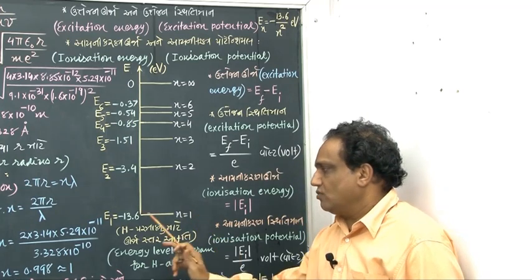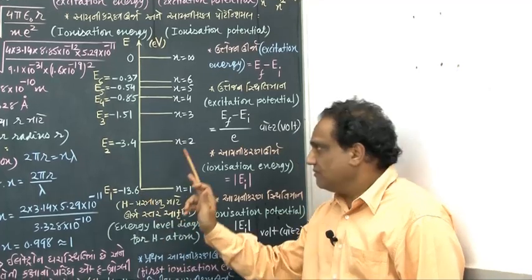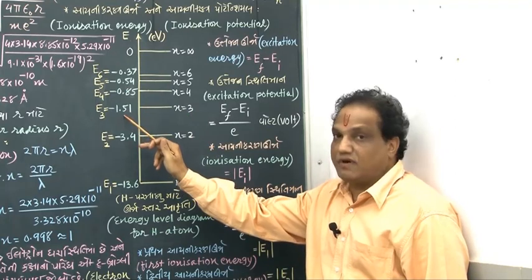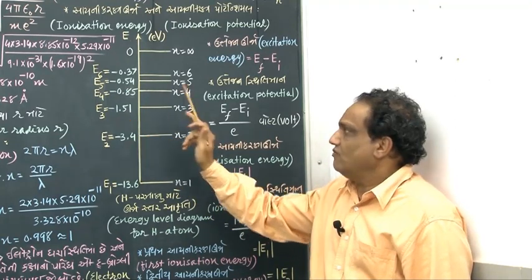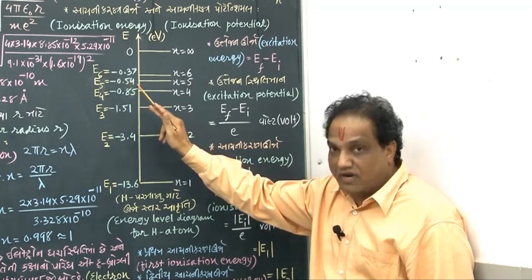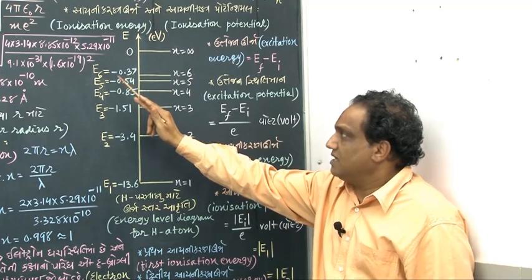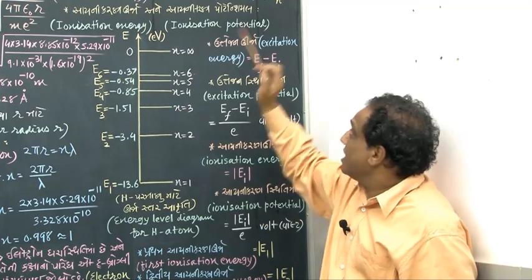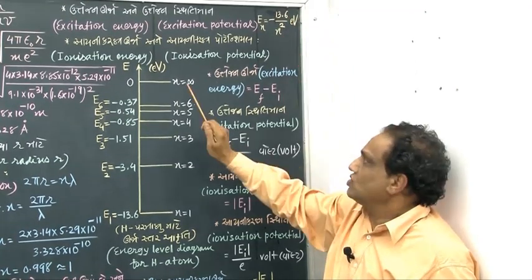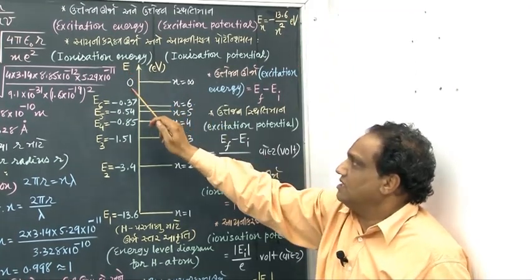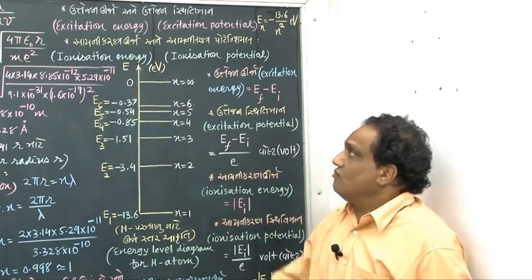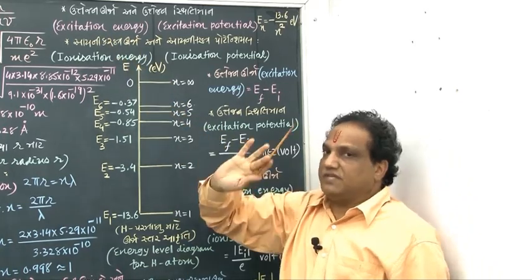For n equal to 1, what is the total energy? Minus 13.6 electron volt. For n equal to 2, it is minus 3.4 electron volt. For n equal to 3, minus 1.51 electron volt. For n equal to 4, minus 0.85 electron volt. For n equal to 5, minus 0.54 electron volt. For n equal to 6, minus 0.37 electron volt. And if you write here n equal to infinity, then something upon infinity would become 0. So for n equal to infinity, this total energy is 0. Okay, fine. Now, in these circumstances, what do you mean by excitation energy? It is very simple.